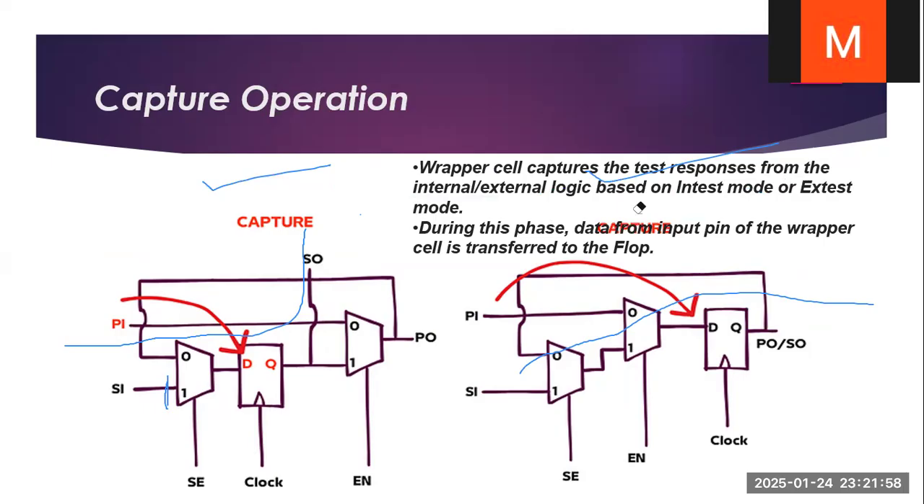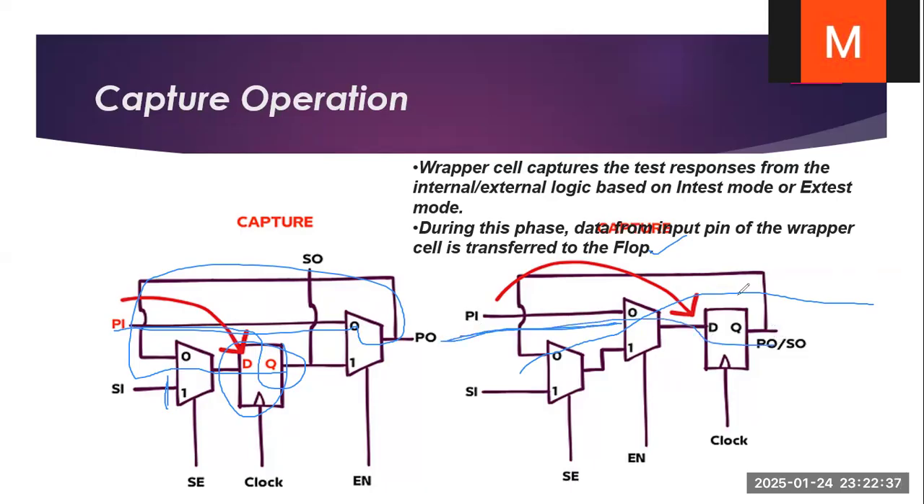Now you see here the capture operation, how to capture the data. The data capturing can be done from the primary input to the flop. This is the primary input, it is loaded and bypassed like this and it is coming like this. That is the primary input capture operation. The vapor cell captures the test response from the internal or external logic based on the in-test or ex-test mode. During this phase, data from the input pin of the vapor cell, that is the primary input pin, is transferred to the flop. This is a dedicated vapor cell and this one is a shared vapor cell.